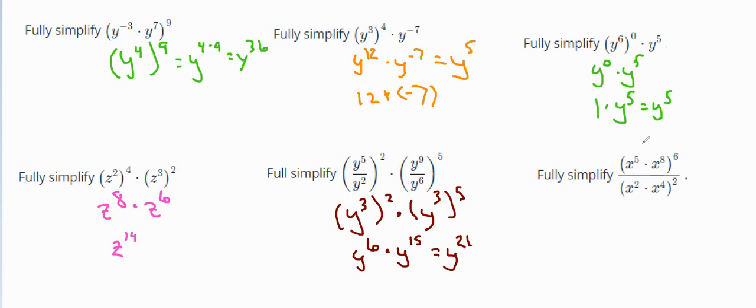And for this last one, simplify what's in the parentheses first. X to the 5th times x to the 8th. We add the exponents. That's going to give us x to the 13th. Still got that to the 6th power. Then for the denominator, x squared times x to the 4th. We add the exponents. That's going to give us x to the 6th power.